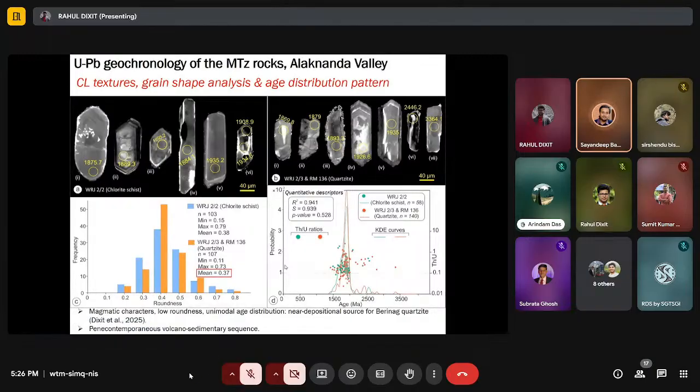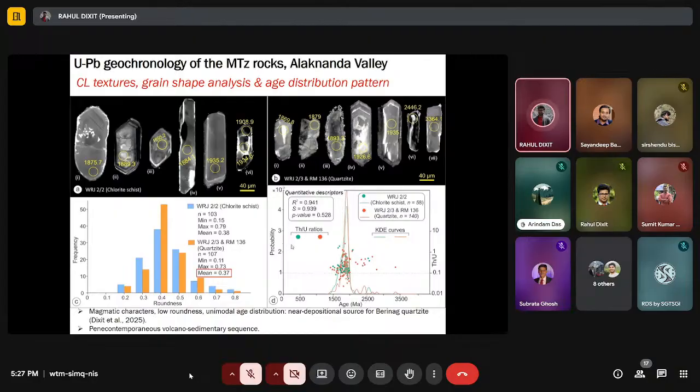That's the second part of your talk, I think, complementing your structural data? Yes, also, sir. So this was mainly to characterize the protolith of the rocks that are present within the damage zone of the Munshari thrust, and the overall depositional history of the rocks that are present here.